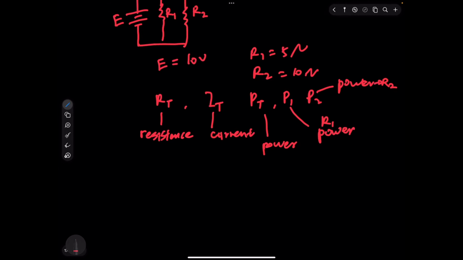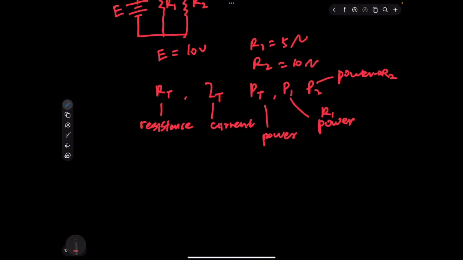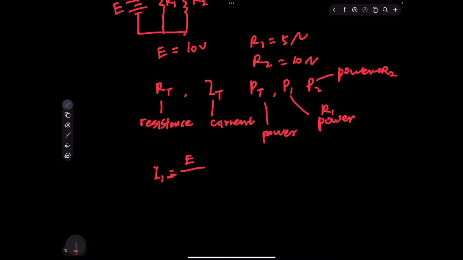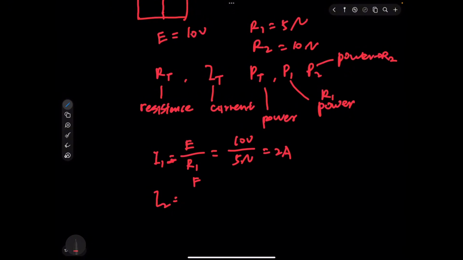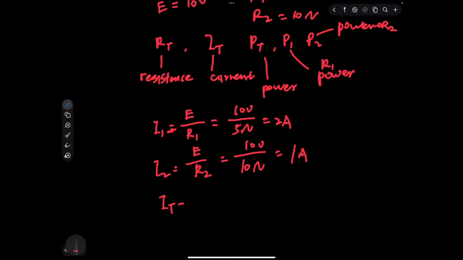So the first thing is, since they are in parallel, we can do the current for each one first. They have the same voltage, so I1 equals E over R1. So we have 10 volts divided by 5 ohms. That will give us 2 amps. I2, same thing, E divided by R2 gives us 10 volts divided by 10 ohms, which is 1 amp. So the total current IT will be I1 plus I2, 2 amps plus 1 amp, which is 3 amps.